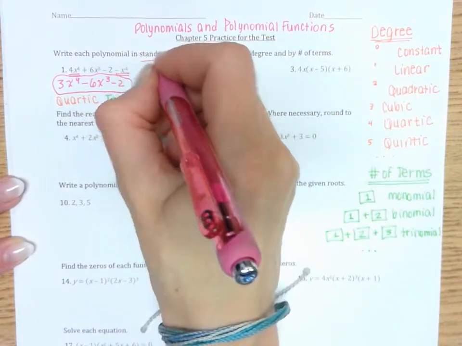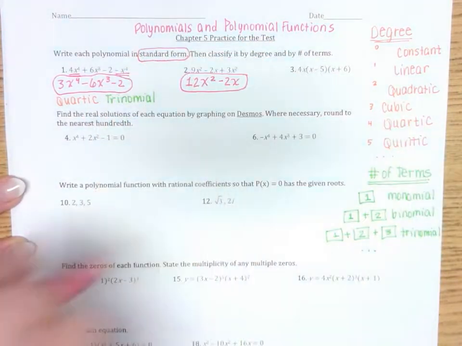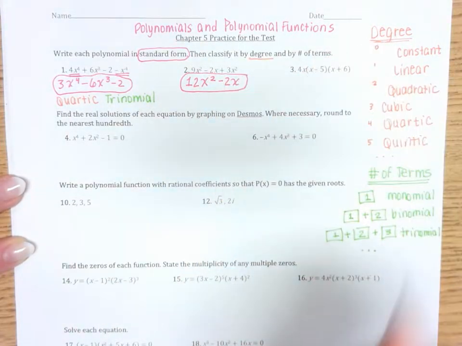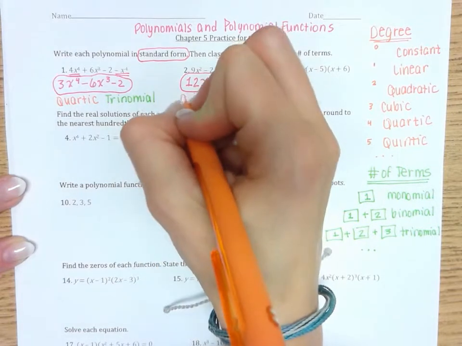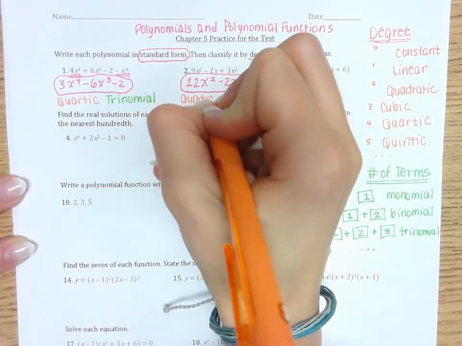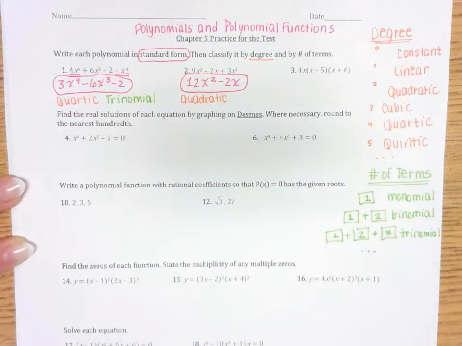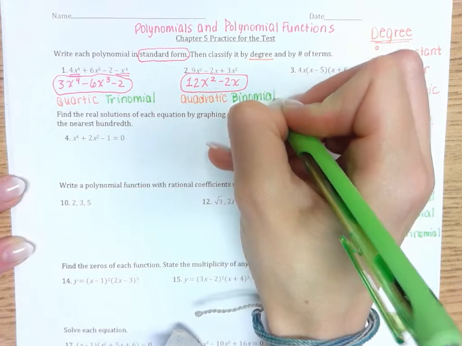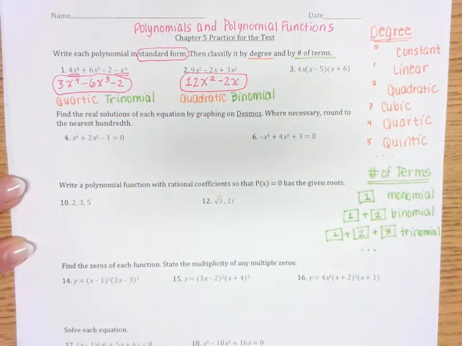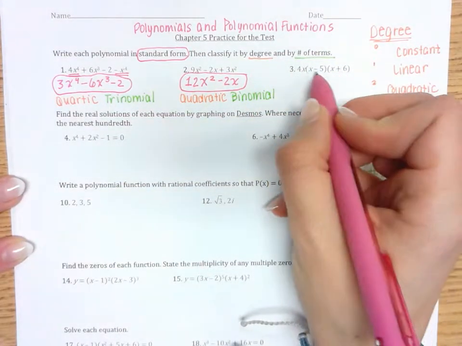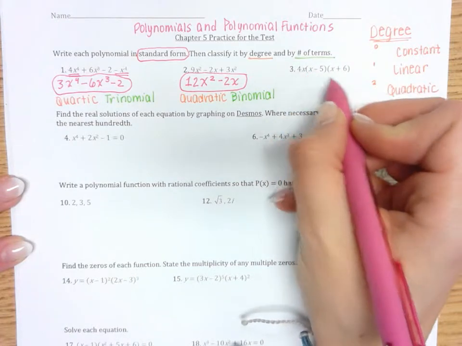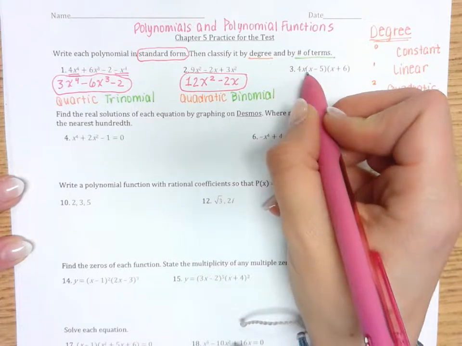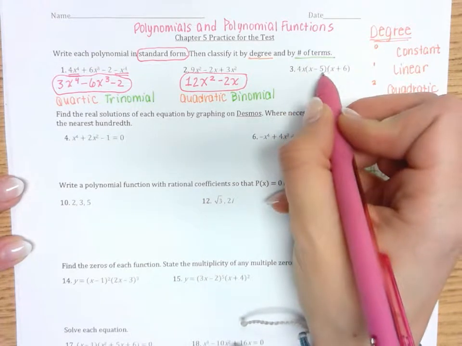Standard form is done. I'm going to go over here and circle standard form in pink so I know what I'm doing there. Classifying by degree, well, I'm going to underline that in orange. Second degree, so quadratic. And it's two terms, so binomial. Next, you have to expand, okay? This is going to be x squared plus 6x minus 5x, so it's plus x and minus 30. Again, that's x squared plus x minus 30.